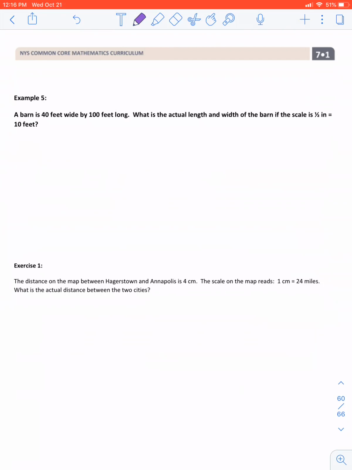All right, example number 5. It says a barn is 30 feet by 100 feet. What's the actual length and width if the scale is 1/2 of an inch equals 10 feet? So I'm just going to draw this for you so that you can see what's going on here. Okay, it says the width is 40 feet wide by 100 feet long. So we're talking about two dimensions here. So two dimensions means we need to set up two proportions.